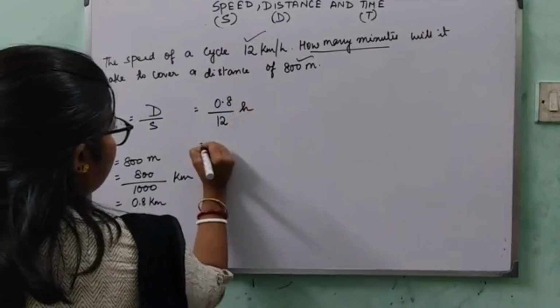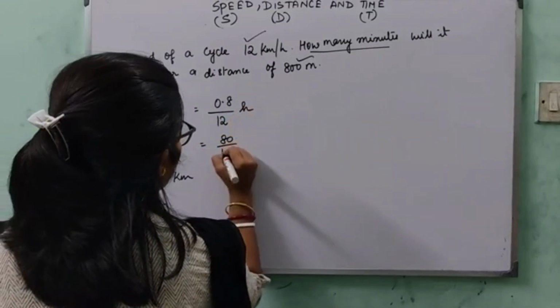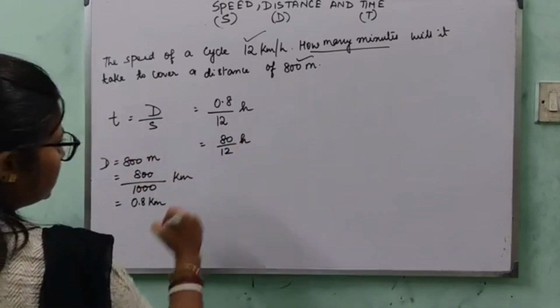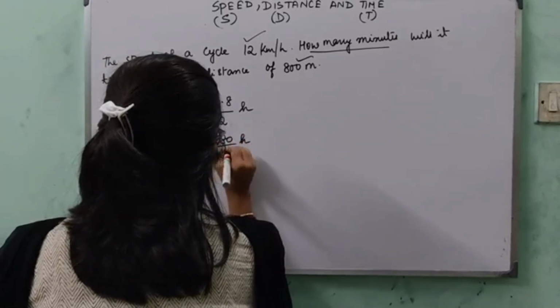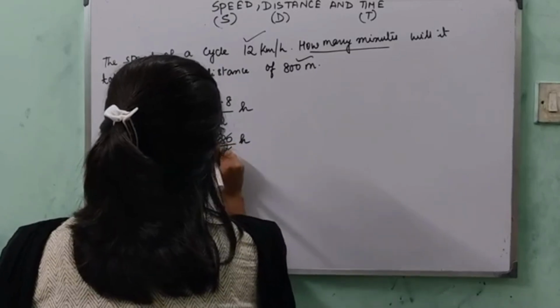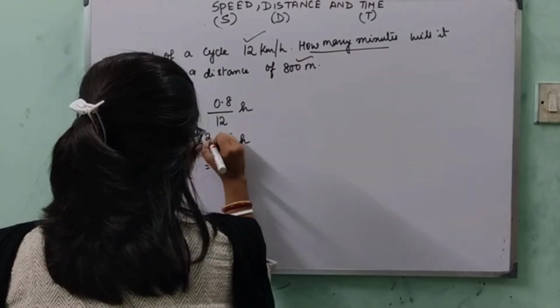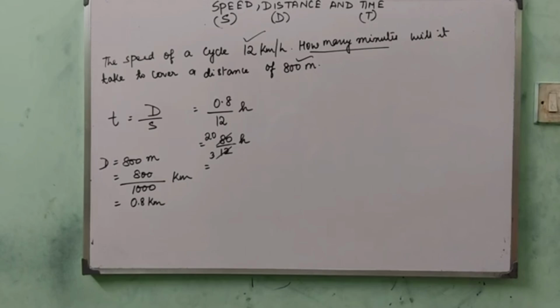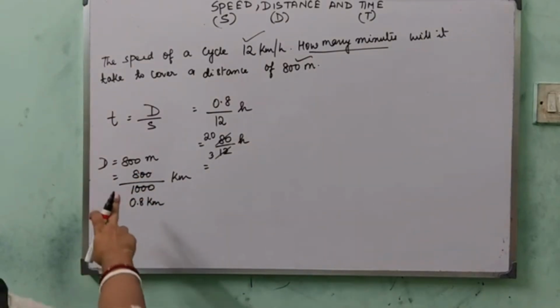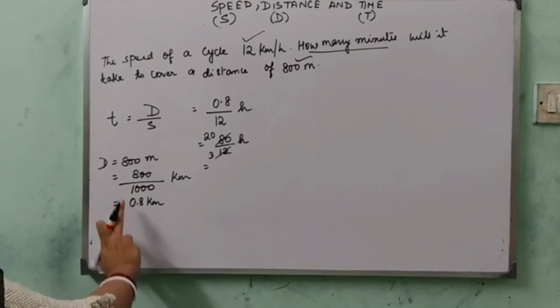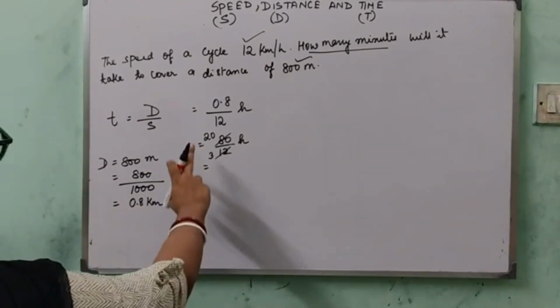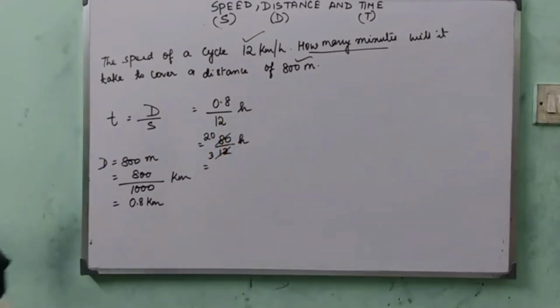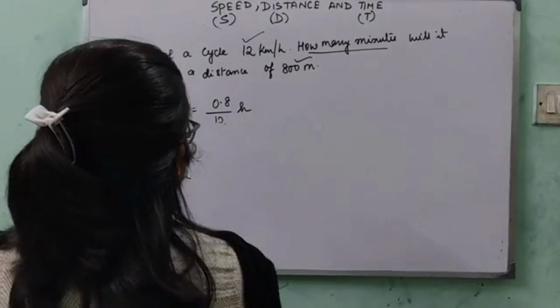So this is 0.8 by 12 hours, that is 80 by 12 hours. That is 20 by 3 hours. Right. 0.8 by 12. Wait, just a minute. Here is the mistake.